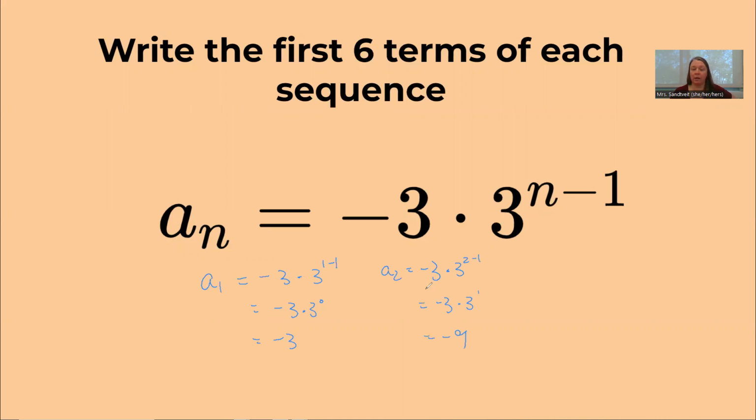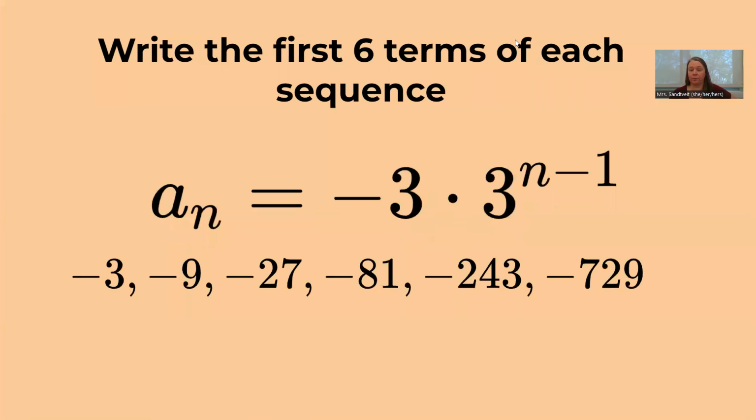So that's -9. But you should be saying, oh, that's a base of 3, right? That's my multiplier. Every time I'm just going to multiply by 3. And then you could just keep doing that until you get all your 6 terms.